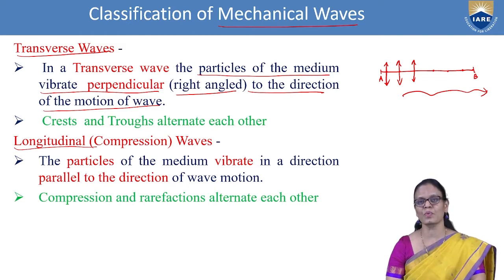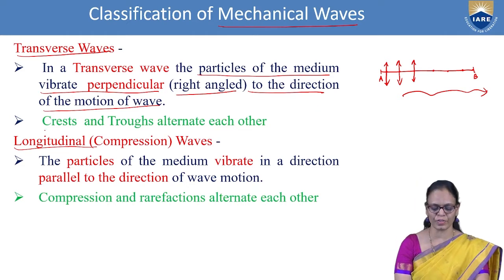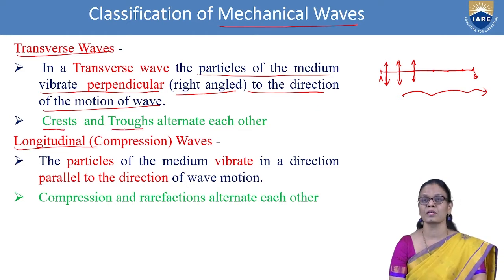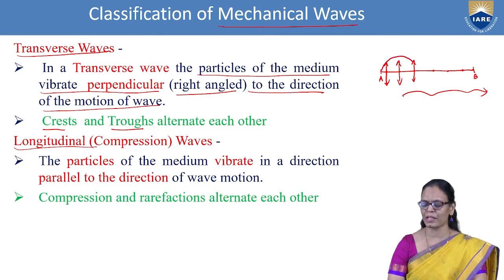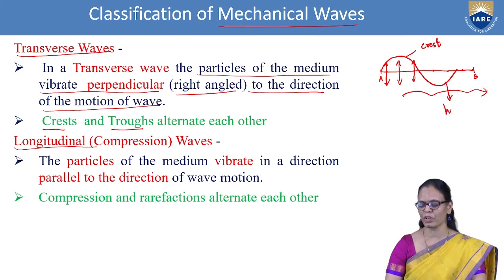So in a transverse wave, what do we have? We have crests and troughs. They will alternate each other. The crest means maximum displacement in the upward direction. You call it a crest. And the maximum displacement in the downward direction, we call it a trough. So the displacements will be like this here.